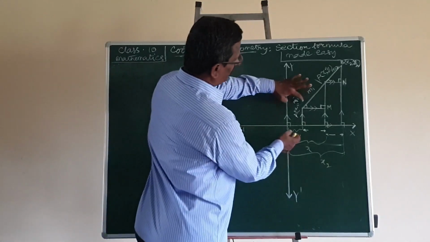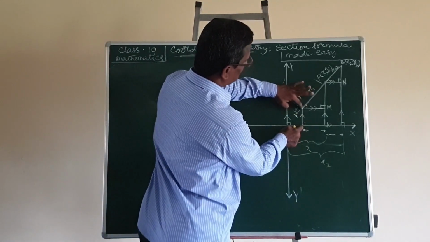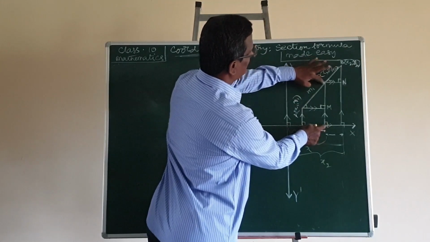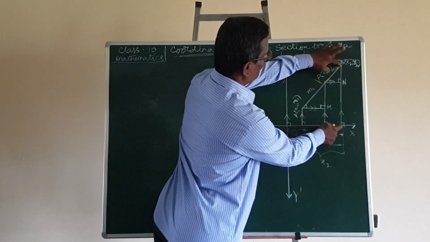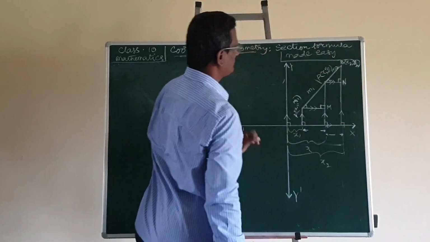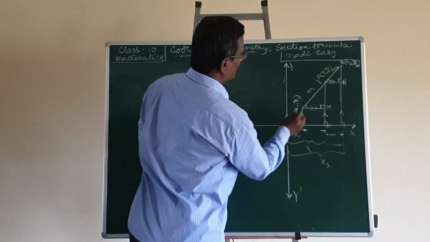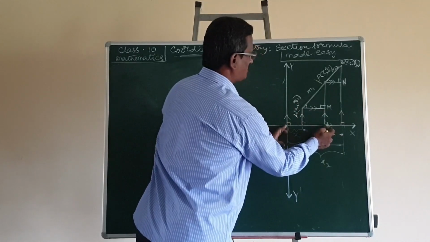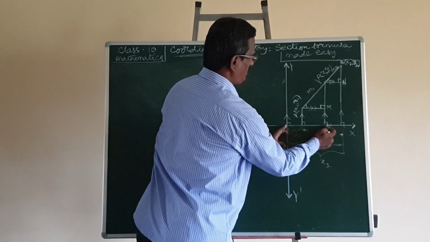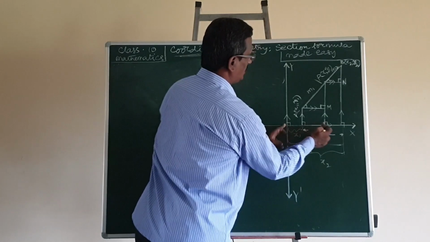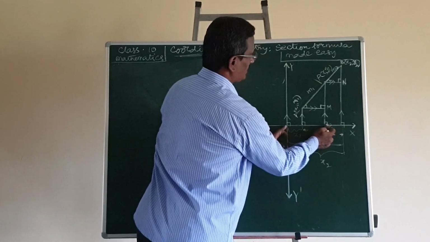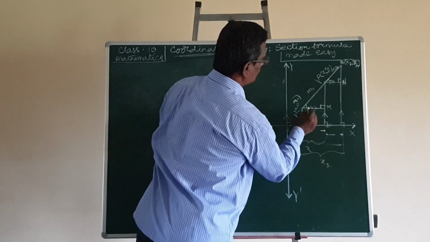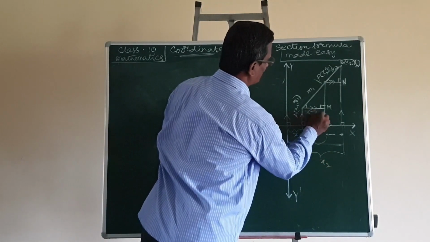Similarly, the y coordinate of point A is y1, the y coordinate of point P is y, and the y coordinate of point B is y2. Now, here this is AM. AM is the difference of the two distances, distance 1 minus distance 2. This distance is x and this distance is x1. Therefore, this is x minus x1.